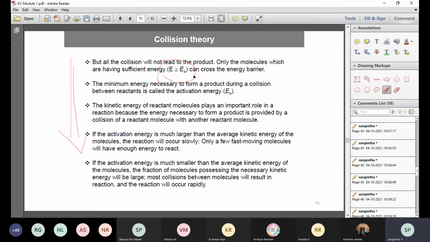But not all collisions will lead to the product. Only the molecules with sufficient energy can cross the energy barrier. The minimum energy necessary to form a product during a collision between the reactants is called the activation energy. The kinetic energy of the reactant molecules plays an important role in a reaction because the energy necessary to form a product is provided by the collision of a reactant molecule with another reactant molecule, say A plus B or X plus Y, or some other representation.